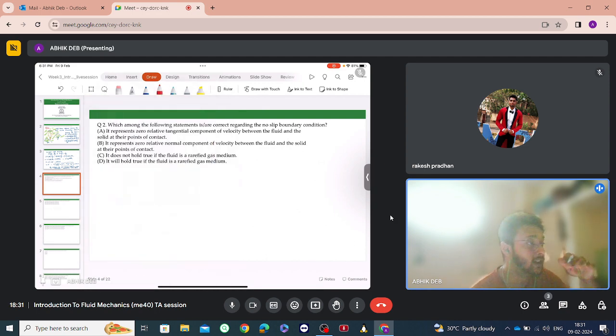It defines that at the solid, if a fluid is moving over a solid, then at the point of contact there will be no relative tangential velocity. That is, we can say that suppose this is a solid and this is a fluid that is flowing on it.